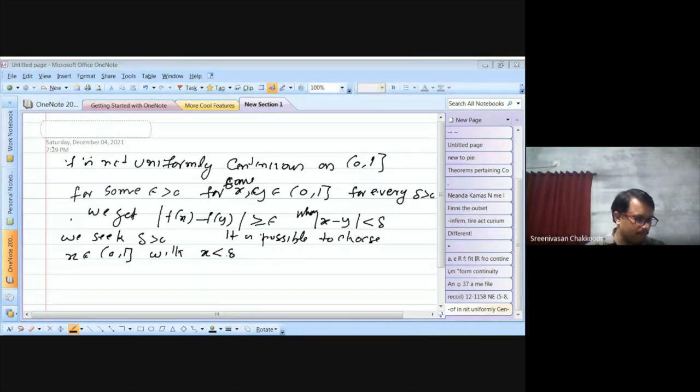For every delta greater than 0 it is possible to choose a smaller point x which is greater than 0. Now take y equal to x by 2. Since x is greater than 0, y equal to x by 2 is also greater than 0, so y is also in the semi-closed interval (0, 1].